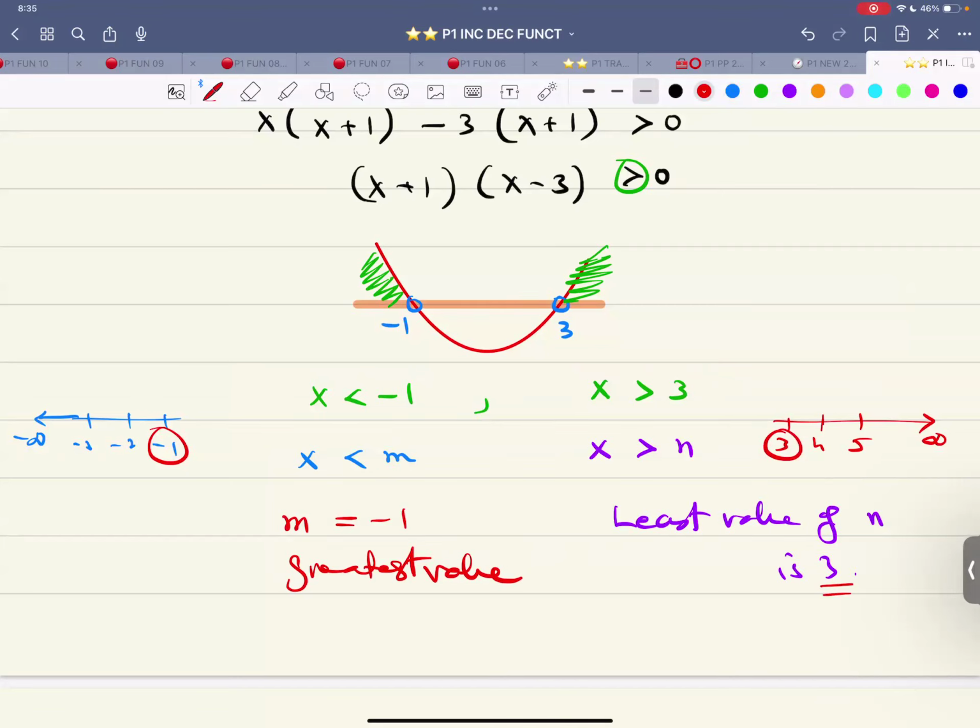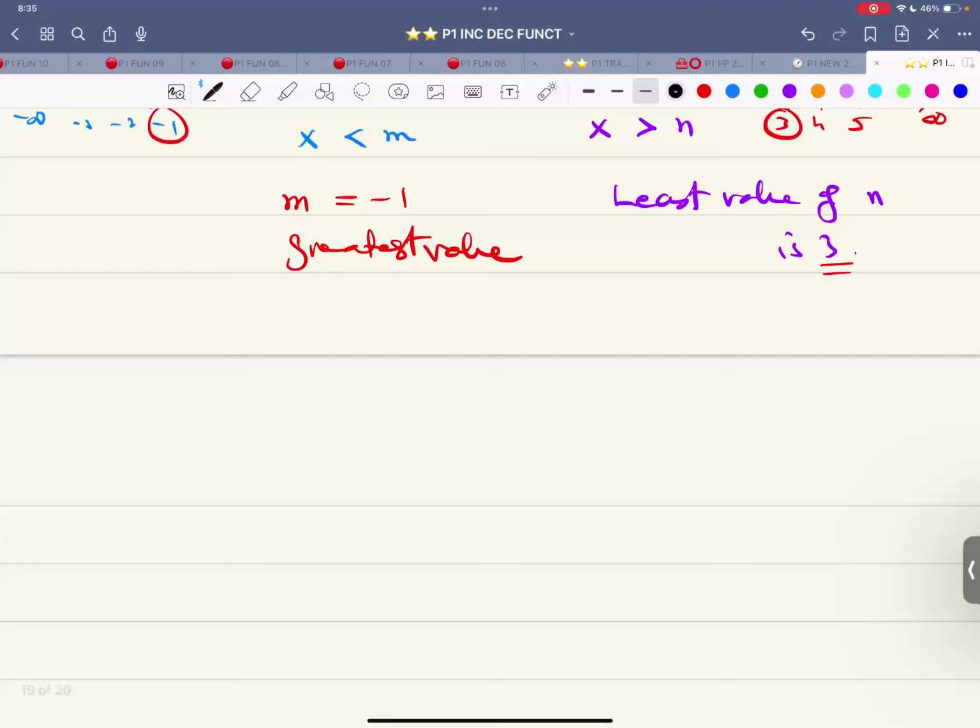The least value is 3. So that completes this lecture on increasing, decreasing function.